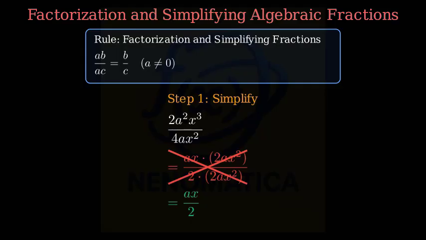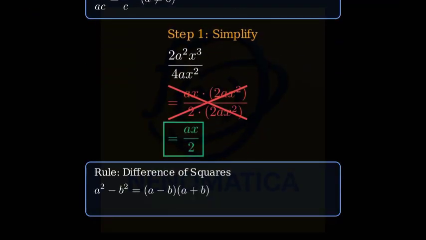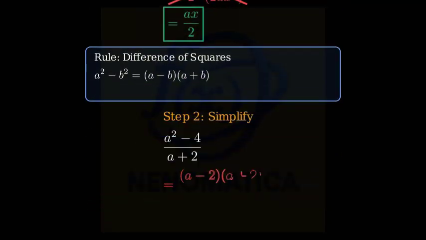We write it as ax times 2ax squared in the numerator, over 2 times 2ax squared in the denominator. Now, the common factor 2ax squared cancels. The simplified form is ax over 2. Next rule, the difference of squares. If we have a squared minus b squared, it factors into a minus b times a plus b. We'll apply this in step 2.